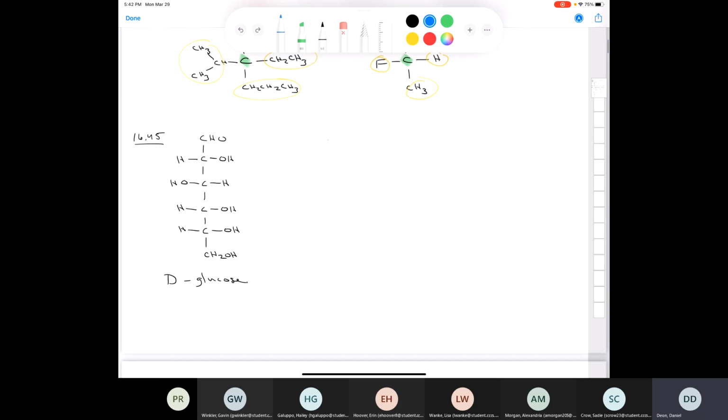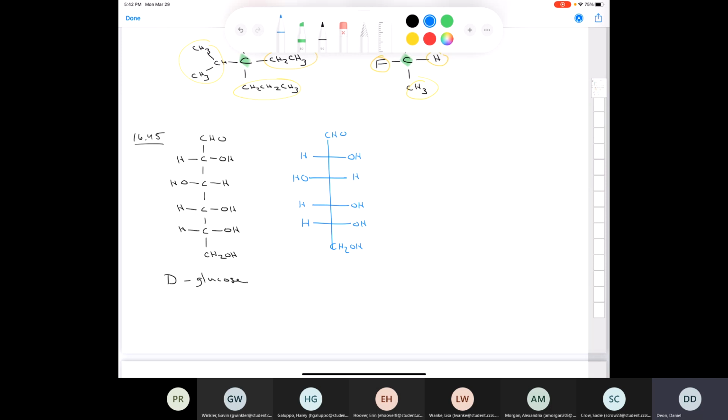So a Fischer projection would look more like this, okay? Where we just have the lines crossing like this so that all the carbons are implied at the intersections. Okay, so then we can put in our hydroxyls like this, and then we fill in our hydrogens like this. This is actually a proper Fischer projection.